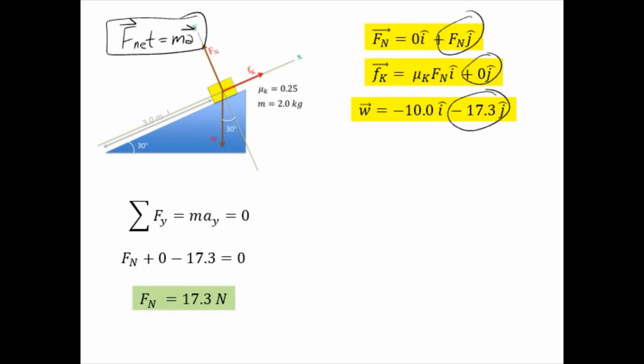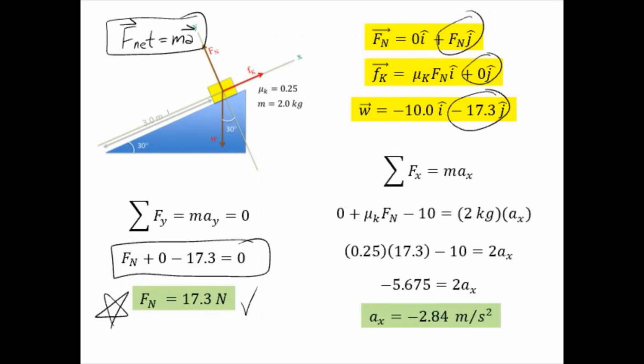The block is not dropping through a hole in the ramp, and it's not lifting up off the ramp, propelling itself up off the ramp in some way, like a rocket. So that acceleration has to come to 0. Therefore, those forces sum to 0, and that tells us the normal force is 17.3 newtons. That's a big step. We now have an additional piece of information using the laws of physics.